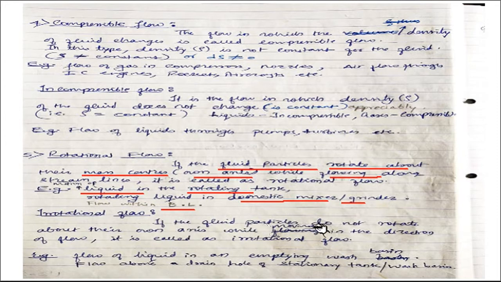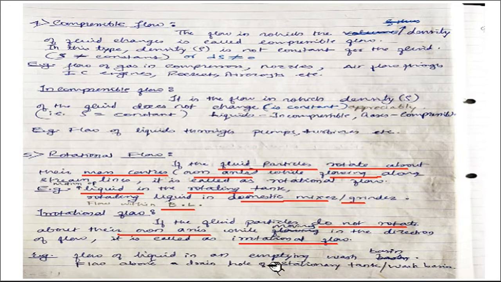Next is the definition of an irrotational flow. If the fluid particles do not rotate about their own axis while moving in the direction of the flow, then such a flow is called irrotational flow. It's exactly opposite to rotational flow. In this, the fluid particles do not rotate about their CG point, about their mass center, about their axis. Such a flow is known as irrotational flow.